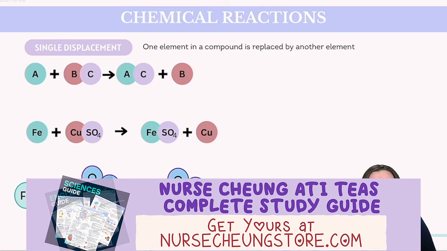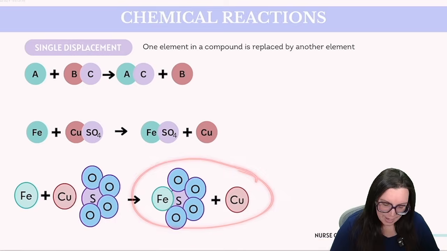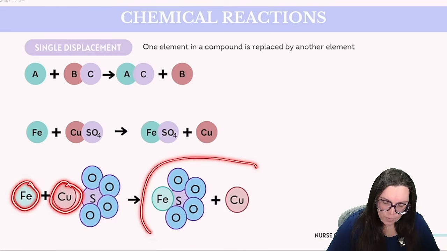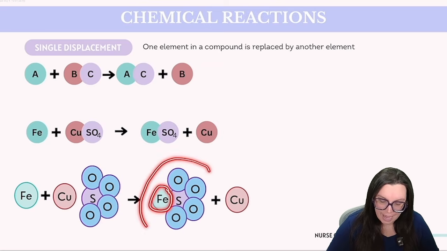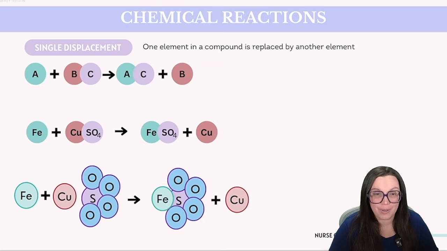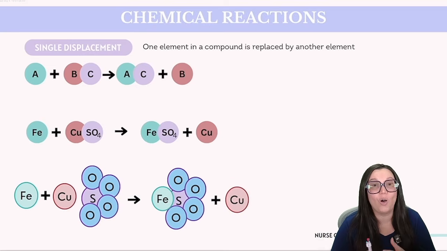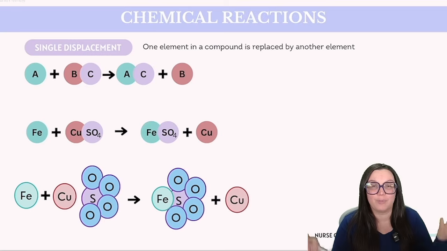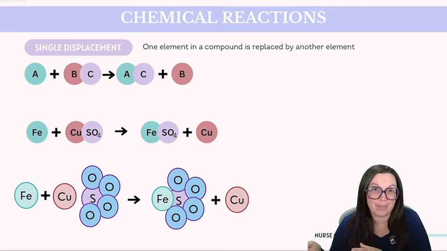So what you're going to see is we switch one metal for another in order to create a product. On this side, our metals are iron and copper. As we move over to our product side, you're going to see that the iron is now attached to our sulfate, making ferrous sulfate, also known as iron salt. And now our copper is all by itself. So that's what we're looking at when we're talking about single displacement. We're switching the metals and creating a new compound and a new element by itself.